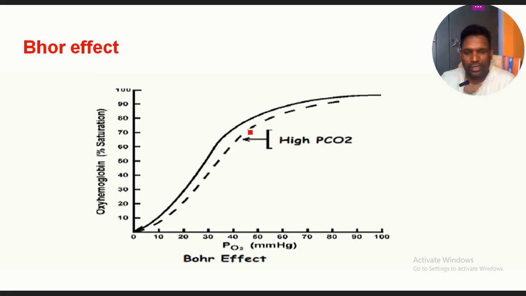So the ODC curve is very, very important. We have learnt the normal features of the curve, what the definition of the curve is, what P50 is, and what factors shift the curve towards right and towards left. All we have seen. Now we'll see the Bohr effect. This is very, very important in oxygen transport. Without the Bohr effect, we cannot conclude the topic at all.